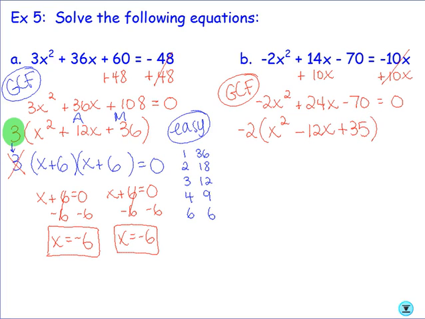So now, ignore that guy. What kind of problem do we have left at this point? Hopefully you said that this was now an easy problem, because you are correct. We need two numbers that multiply to give us 35 and add to give us -12.